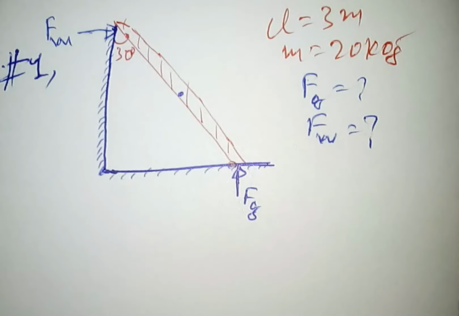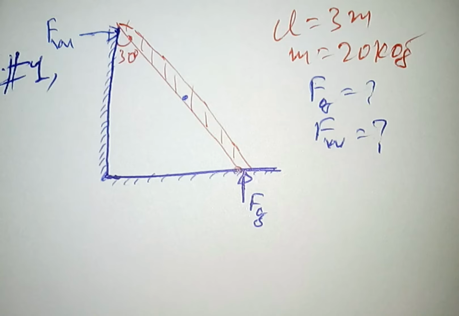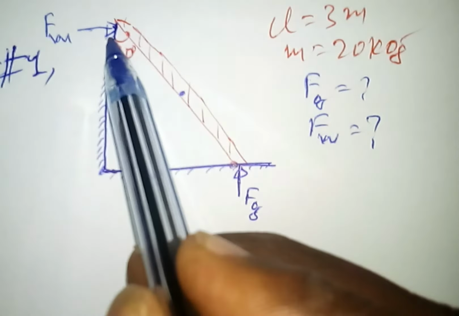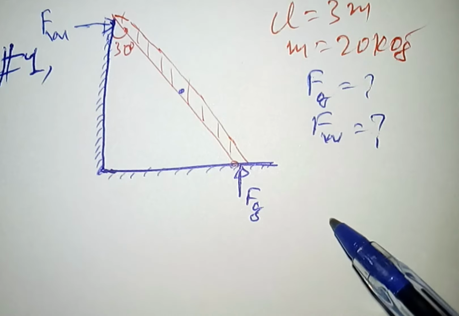A ladder of length 3 meters and mass 20 kilograms leans against a smooth vertical wall so that the angle between the wall and the ladder is 30 degrees. What are the magnitudes of the normal force at the contact point on the wall, Fw, and at the contact point on the ground, Fg?